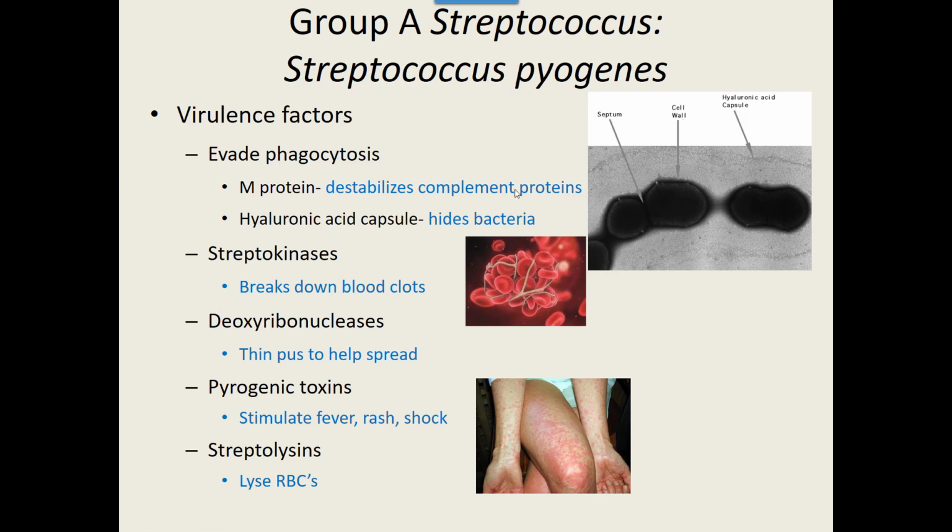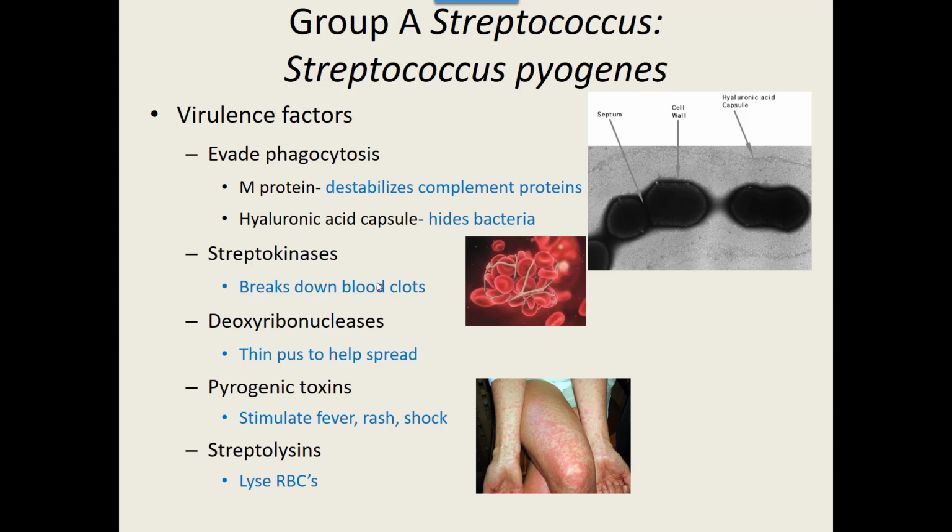It's a slightly different type of capsule. It's a hyaluronic acid capsule, but it hides the bacteria. Our immune system can't always recognize this particular capsule and target it for destruction. It makes an enzyme called streptokinase. It's a Streptococcus bacteria. This helps break down blood clots. It allows them to spread through tissues easier if they can help break down any clotting, any thickening. It's almost like they're thinning stuff out.